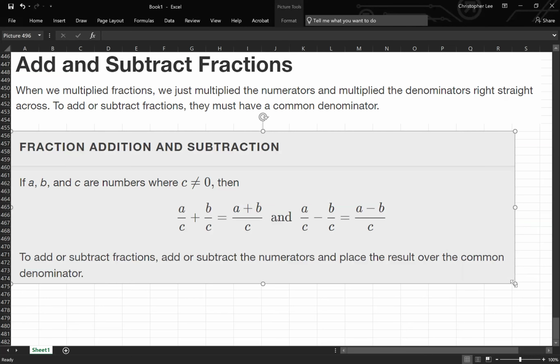So just to show you where we're coming from. Fraction addition and subtraction: if A, B, and C are numbers where C cannot equal 0, then A over C plus B over C is equal to A plus B over C, and A over C minus B over C is equal to A minus B over C. So to add or subtract fractions, you add or subtract the numerators and place the result over the common denominator, right?